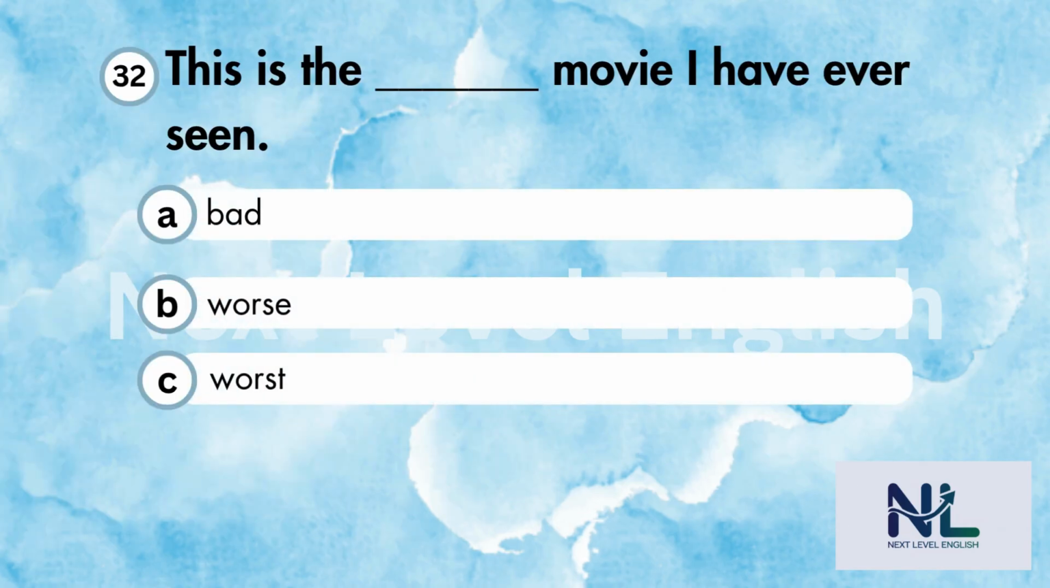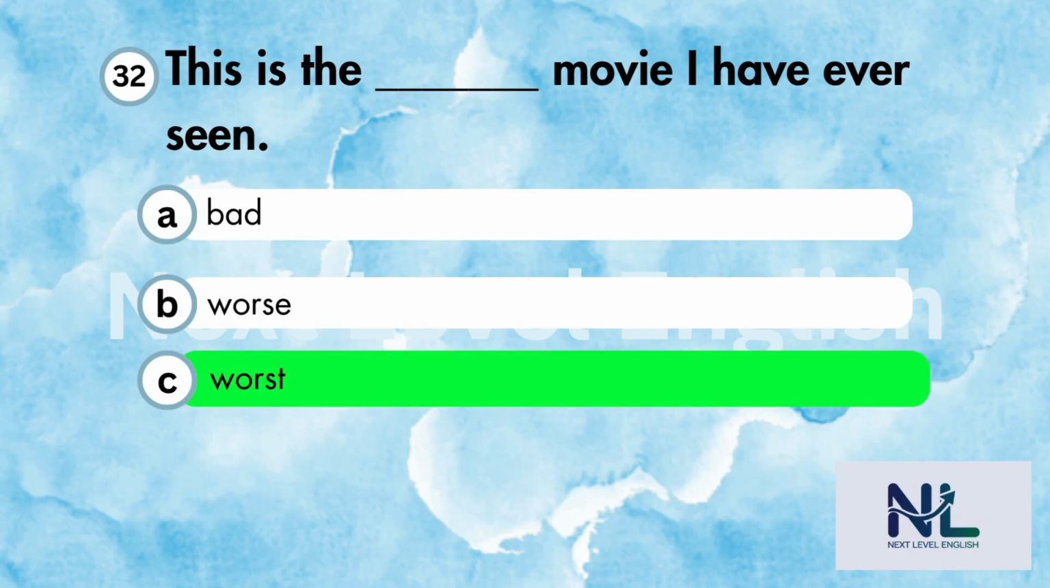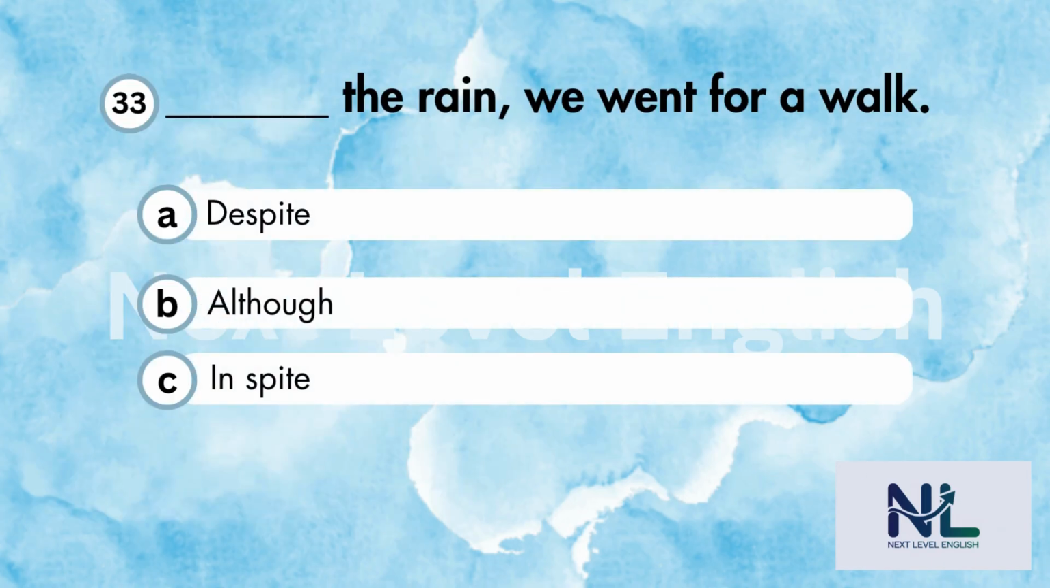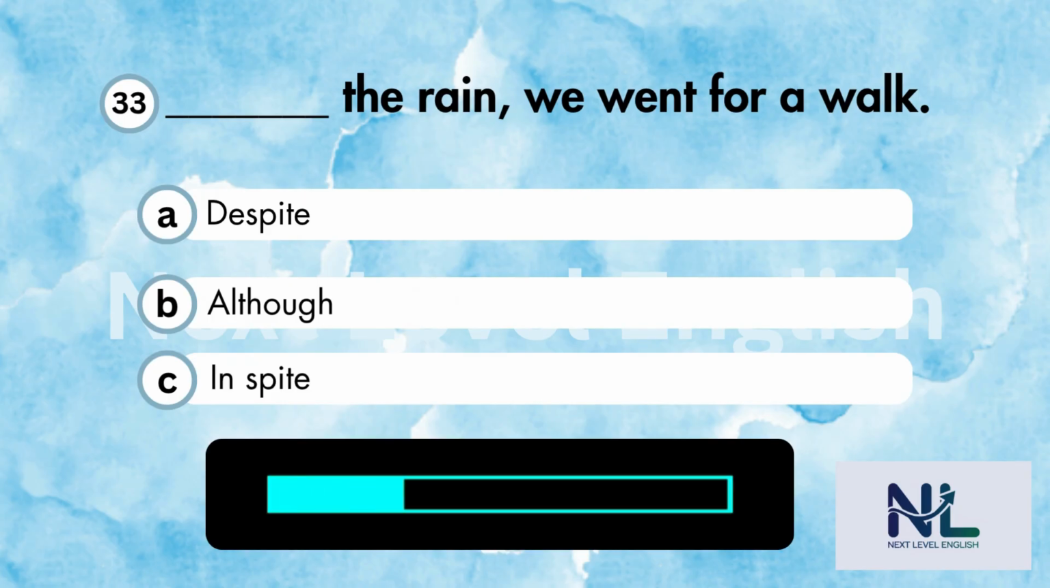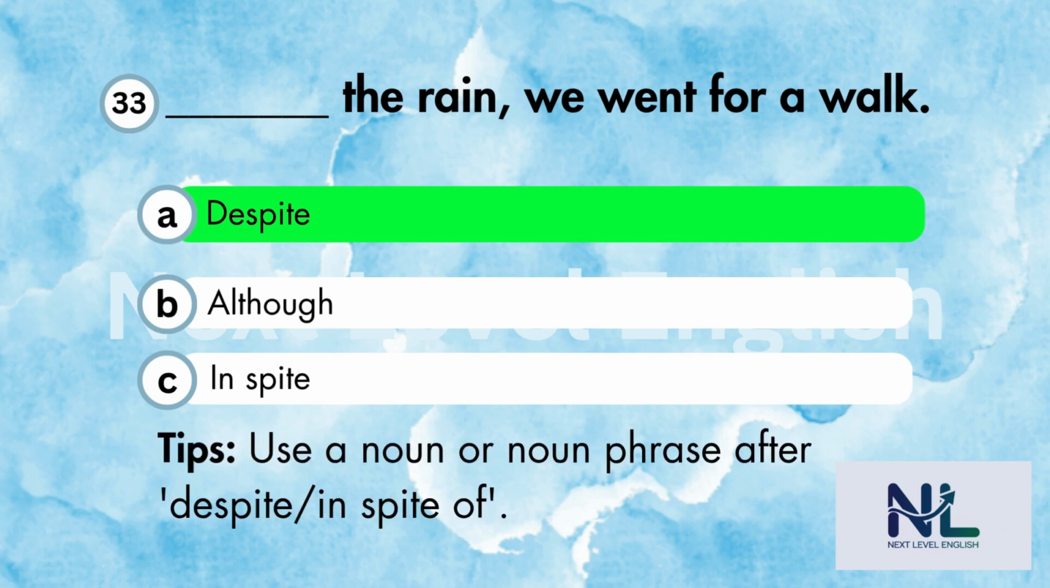32. This is the worst movie I have ever seen. Worst. Tips: the superlative is used to compare three or more. 33. Despite the rain, we went for a walk. Despite. Tips: use a noun or noun phrase after despite or in spite of.